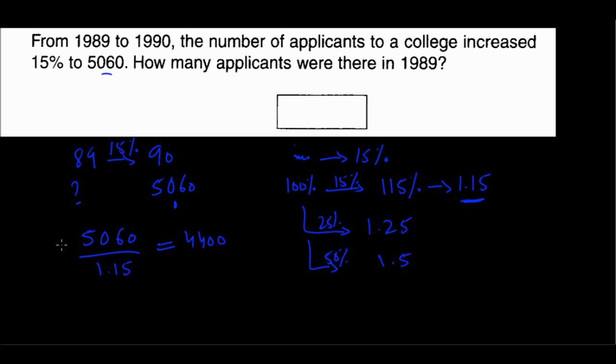Right? You can also think about this fraction as basically dividing something so that you get what one of that would be. So 1.15 of that is 5060, but I want to know what 1 of that is. So when I get this answer, this means 1 of that is 4400.